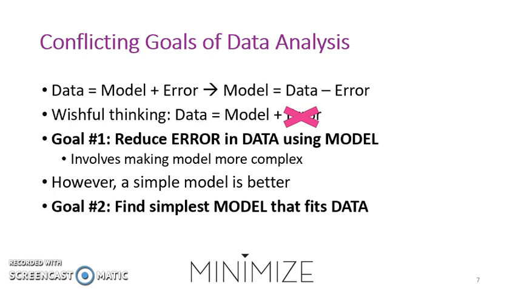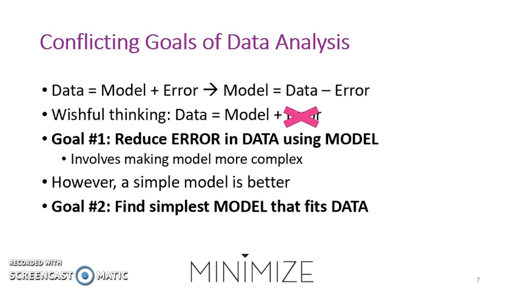Imagine if we had a model that perfectly represented the data. In the formula above, model would equal data, and there would be no error. In the real world, it's highly unlikely that we can ever find a model that perfectly represents our data. Thus, because we accept that there will be some error that the model doesn't represent, our goal of data analysis is to find a model that represents our data best by minimizing the error.